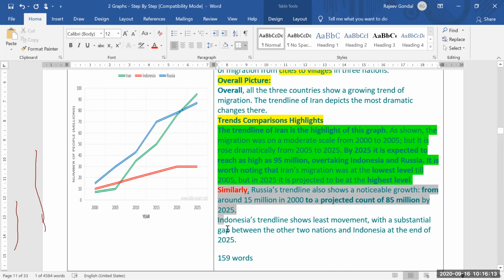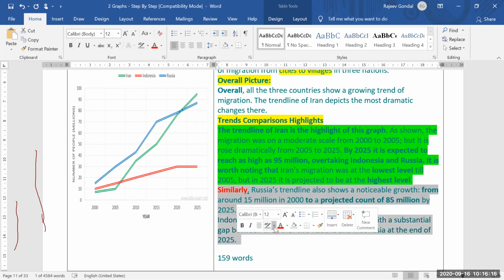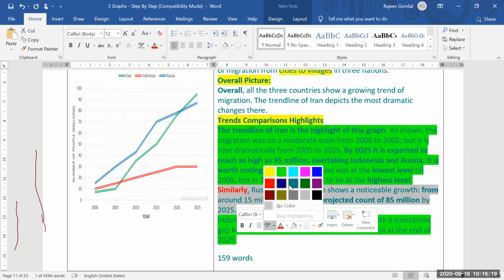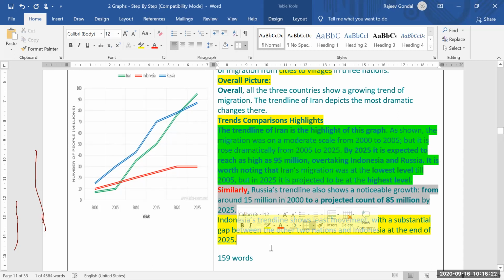And Indonesia gets the least space, or we give least attention to Indonesia because it is at the lowest, and we just write one line. We don't even talk about its numbers. Indonesia's trend line shows least movement with a substantial gap between. So instead of talking about its numbers, we are just talking about the gap between these two. Indonesia's trend line shows least movement with a substantial gap between the other two countries and Indonesia at the end of 2025. Right? So by 2025, or at the end of the trend line, we can say anything like that.